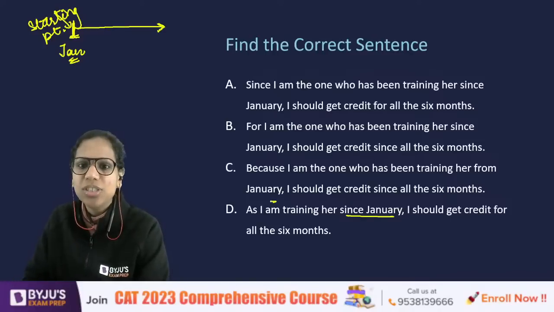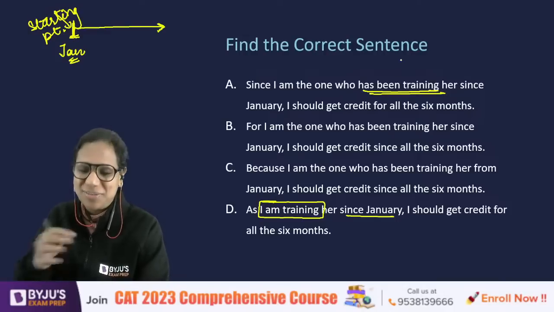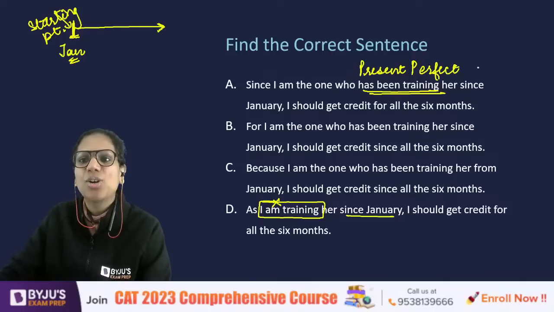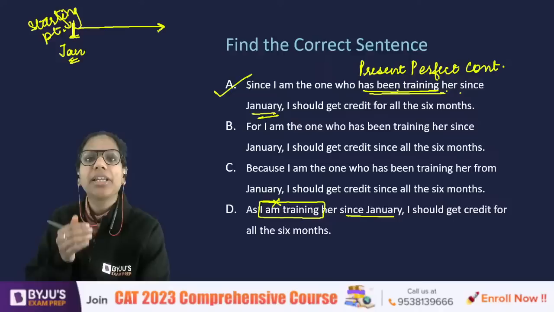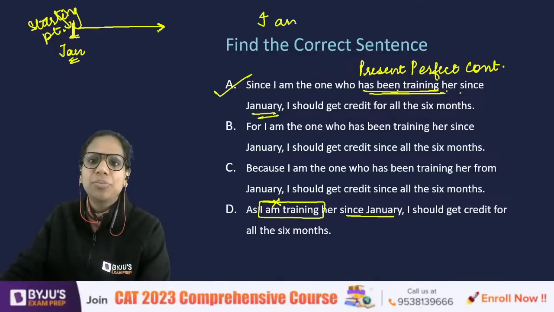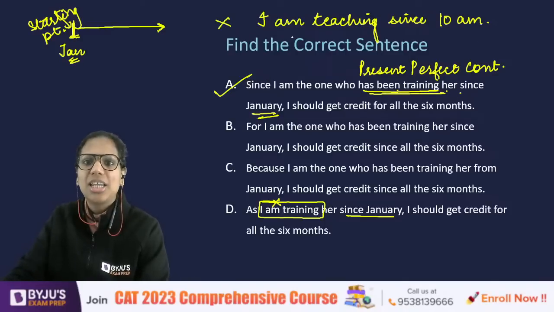For that, we do not use the simple continuous tense. We rather use the present perfect continuous tense. So, I am the one who has been training her since January. It's a very common error that I encounter. Students, some of my colleagues also, they say, "I am teaching since 10 a.m." This is incorrect. I have been teaching since 10 a.m.